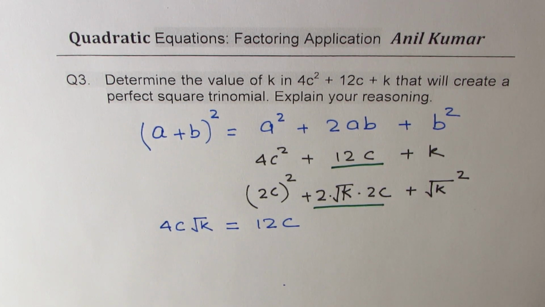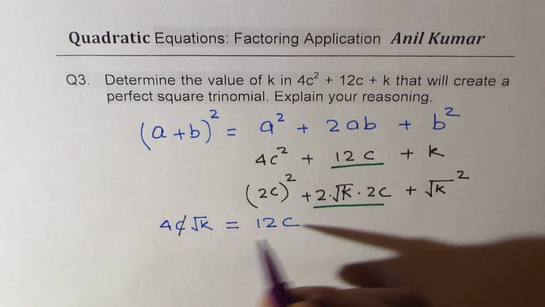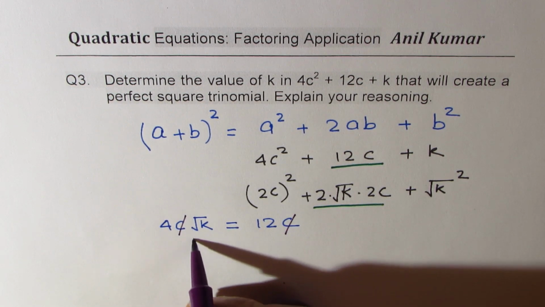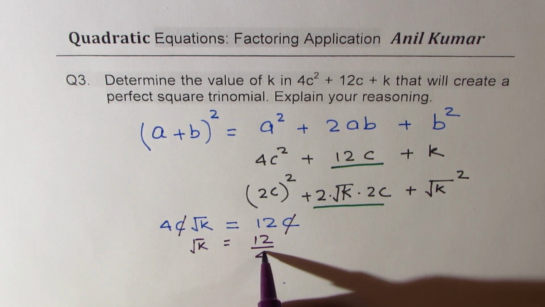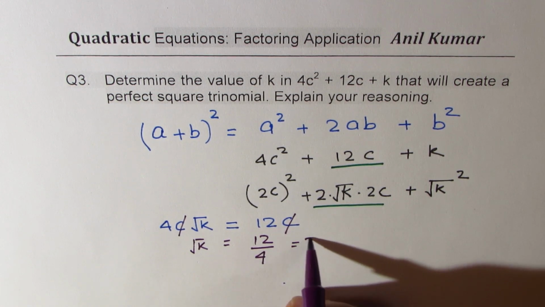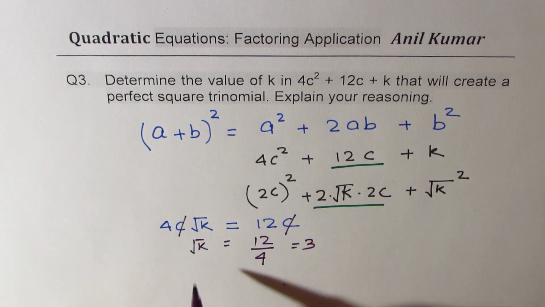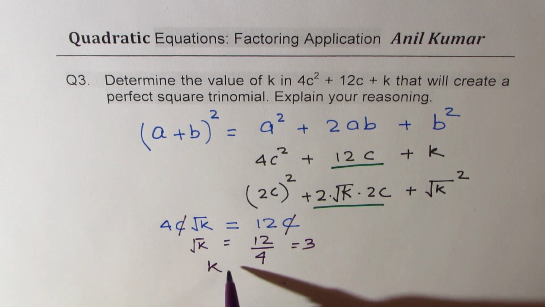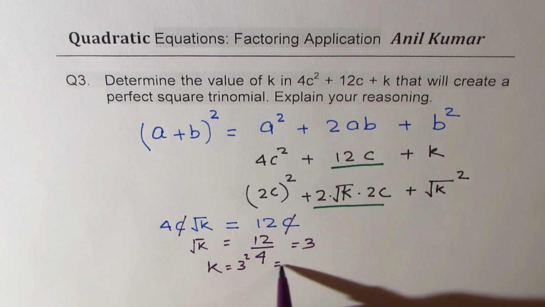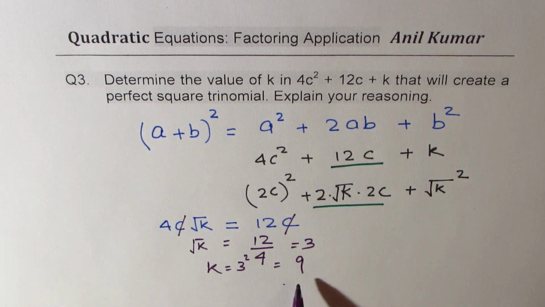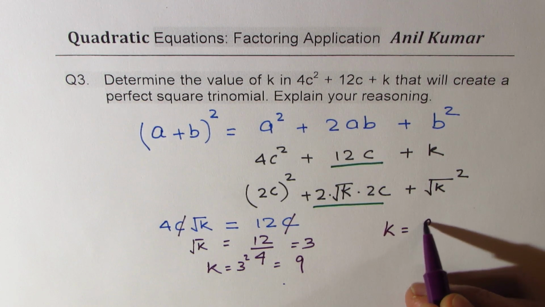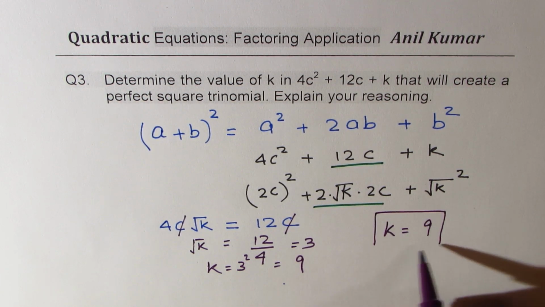So in this, c and c cancel and you get square root of k equals 12 over 4, which is 3. So what is k equal to? Square both sides. So k equals 3 square, which is 9. Do you get an idea? So that is how we are going to solve this question. So we get k equals 9 as our answer.